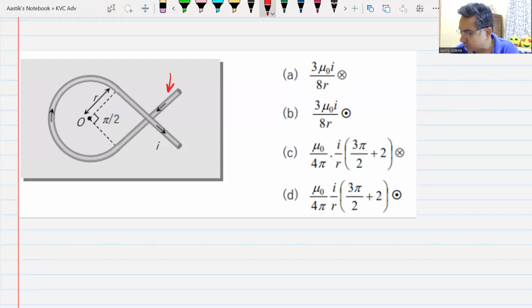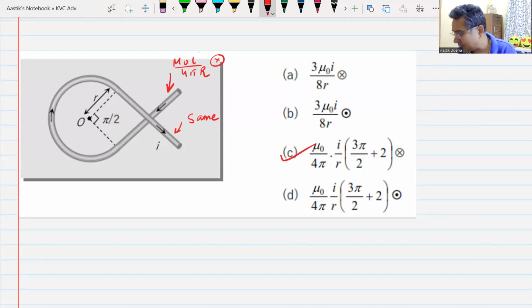What is the field due to this one? Mu naught I by 4 pi R, sir. Mu naught I by 4 pi R. Direction? Inside. What is the field due to this one? Same, mu naught I by 4 pi R and inside, sir. Then you don't have to go any further. The only option which matches is here.